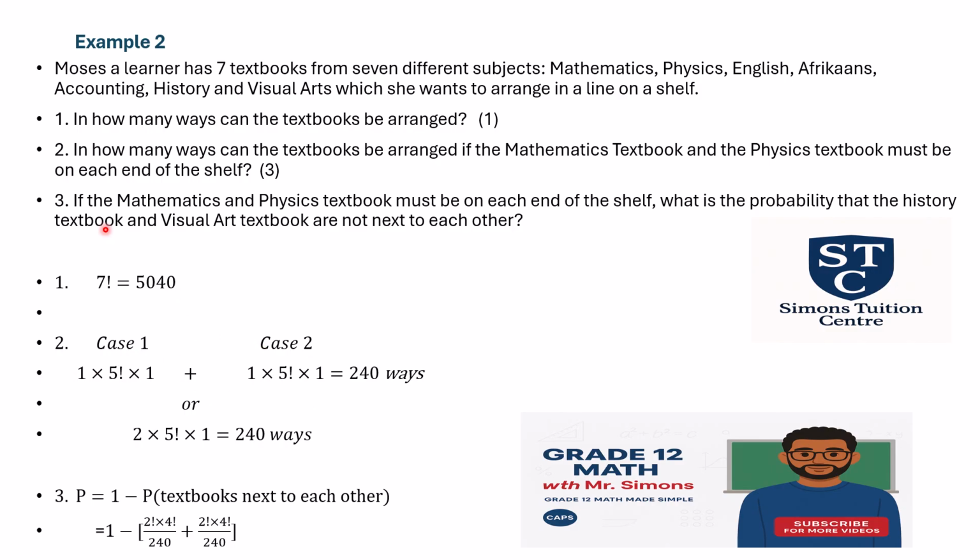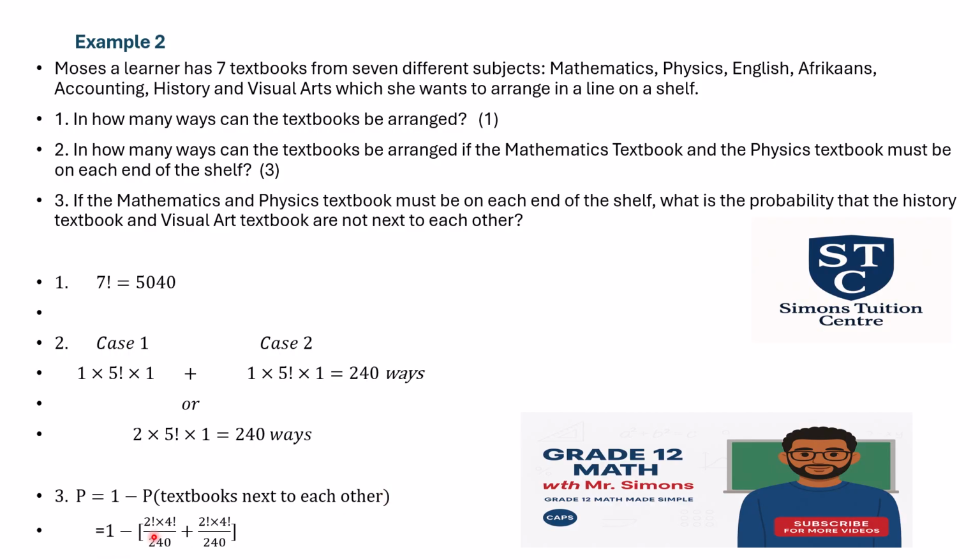Now number 3. If the maths and physics textbook must be on each end of the shelf, what is the probability that the history textbook and the visual art textbook are not next to each other? Right, so if those 2 textbooks must be at the end of each shelf, that means for the middle we're dealing with 5 factorial. Right, so therefore my probability would be 1 minus the probability that the textbooks are next to each other. So we don't want them next to each other, so therefore 1 minus if they were next to each other.